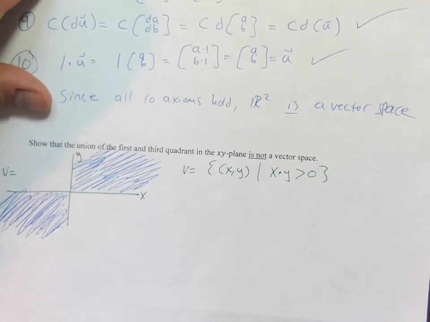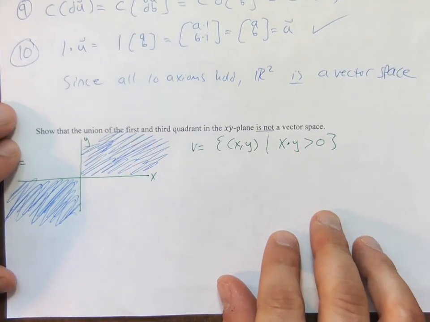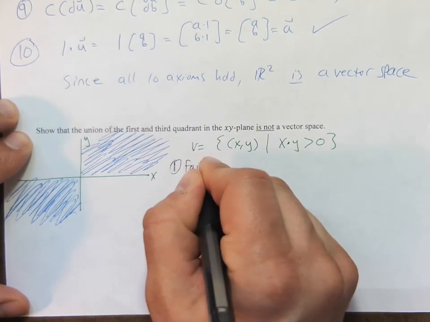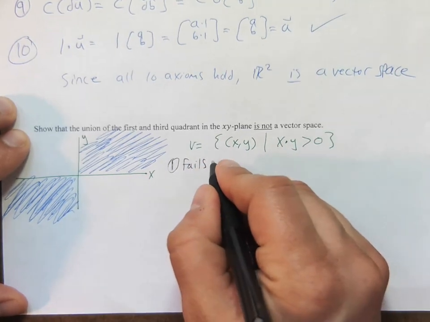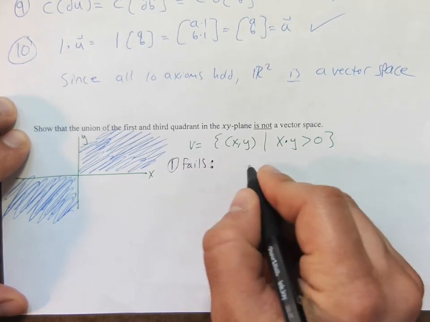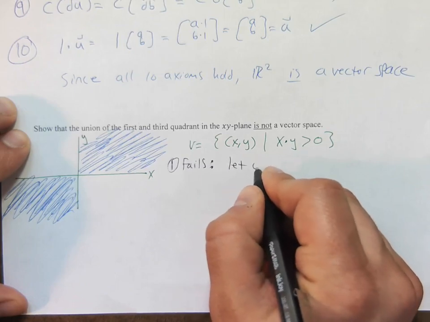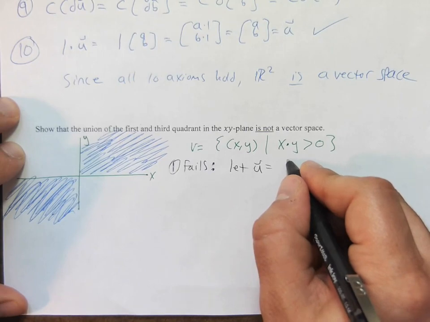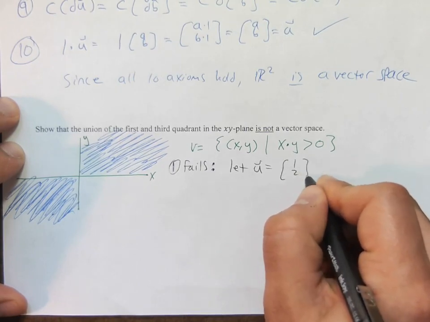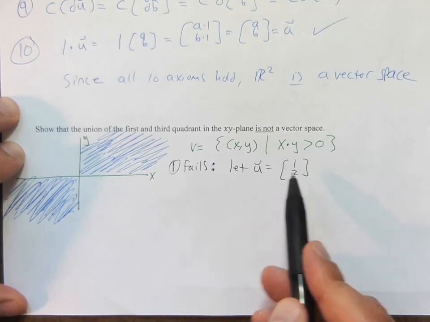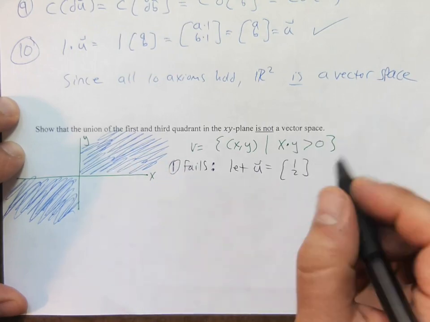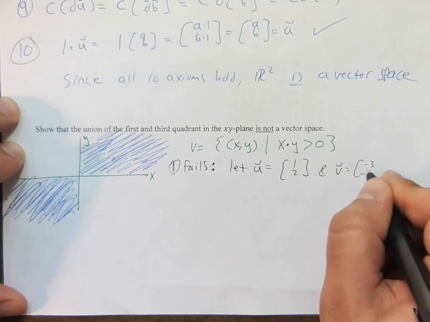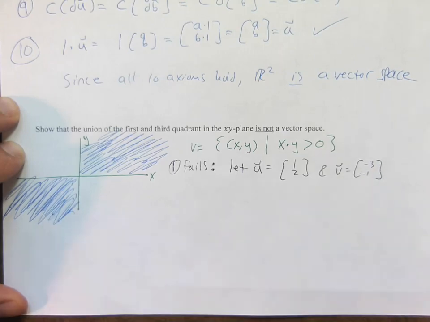So 1 fails. This is why. Let's pick 2 vectors in the space, add them together, and show it's not in the space. This is what's called a counterexample. We just need to show 1 counterexample, and then this isn't a vector space. So let u be (1, 2), which would be up here in the first quadrant. And let v be (-3, -1), which would be in the third quadrant.